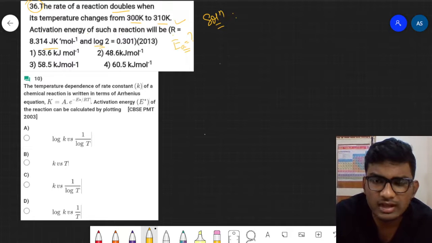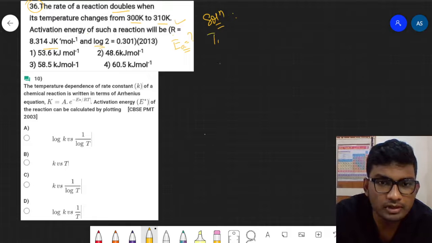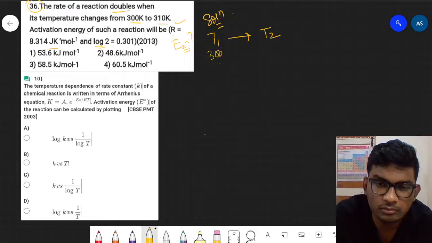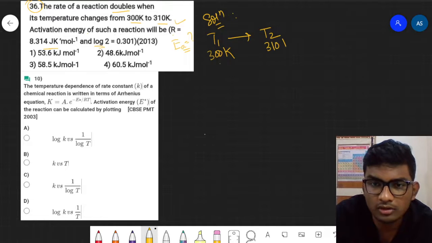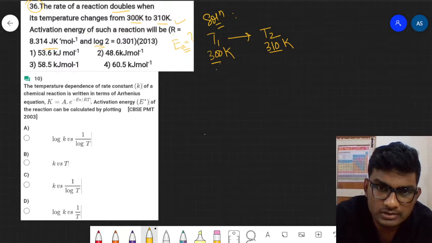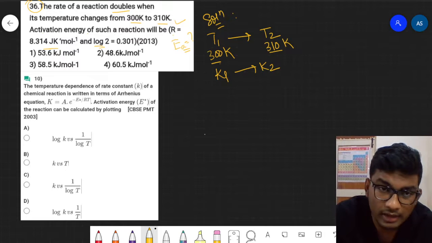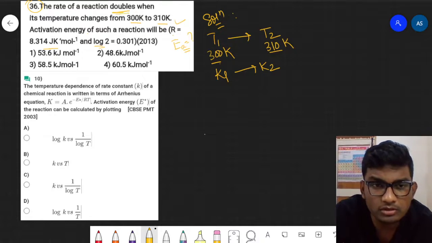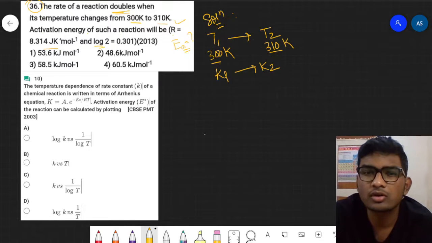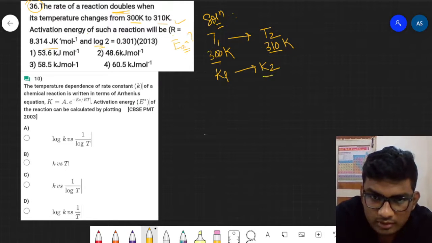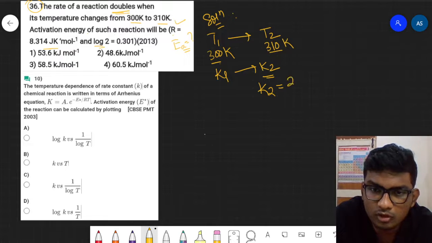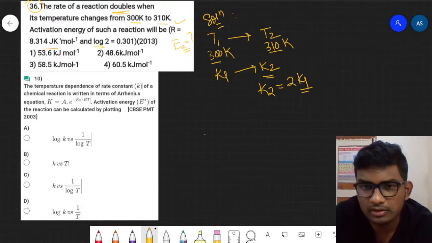So what is it asking? We are increasing the temperature from T1 to T2. T1 is nothing but 300 Kelvin, T2 is nothing but 310 Kelvin. And what is he saying? The rate constant will move from K1 to K2, and it is saying that the rate of the reaction doubles. So if the rate of the reaction doubles, that means the rate constant doubles. So K2 is nothing but 2K1.